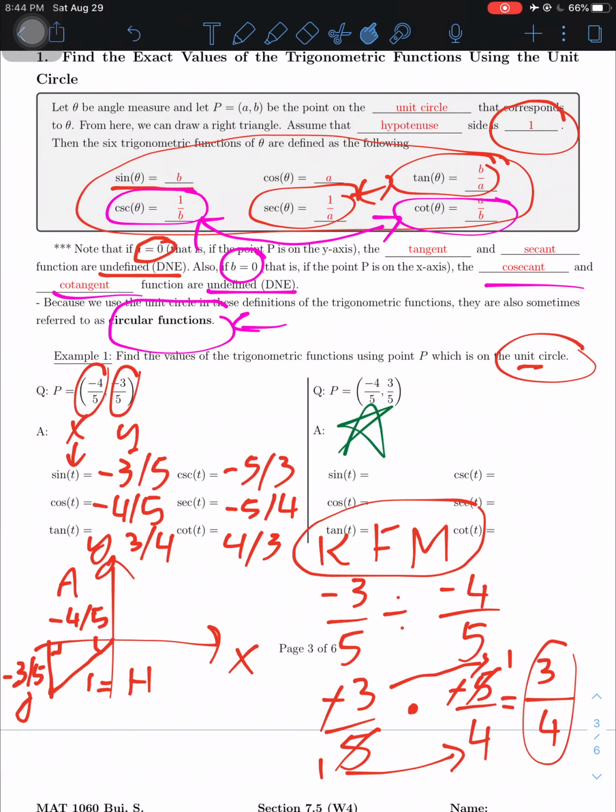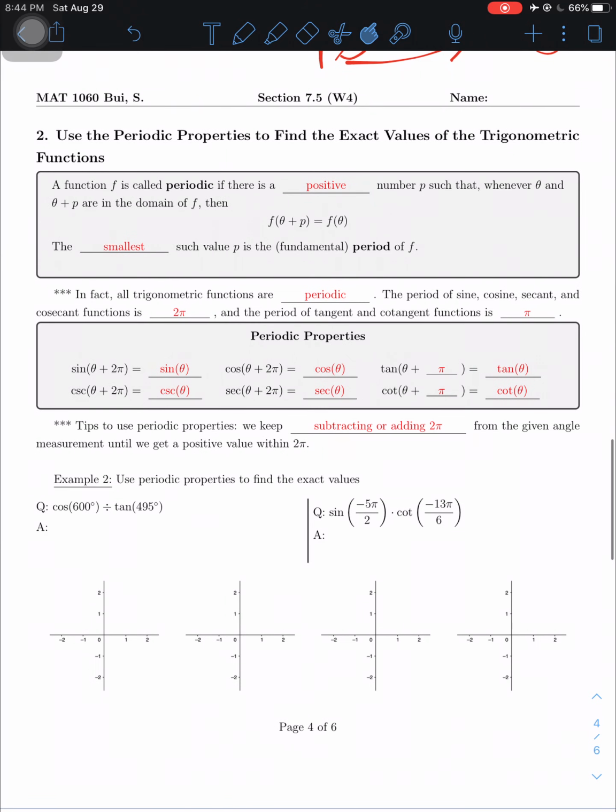Next objective, use the periodic properties to find the exact values of the trigonometric functions. So let's talk about period. A function f is called periodic if there is a positive number p, such that whenever the angle theta and another angle theta plus p are in the domain of f, then f of theta plus p equals f of theta. So this is a lot of math concept.